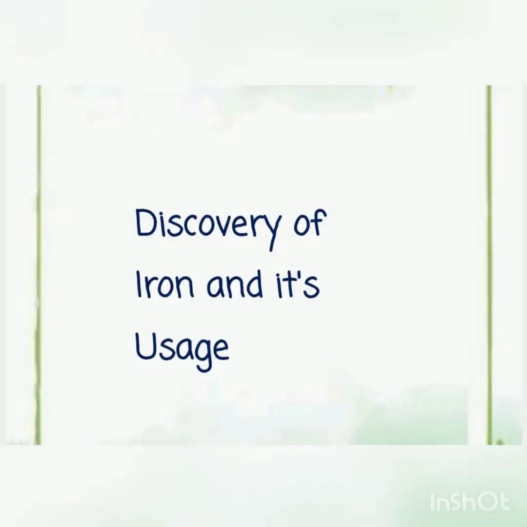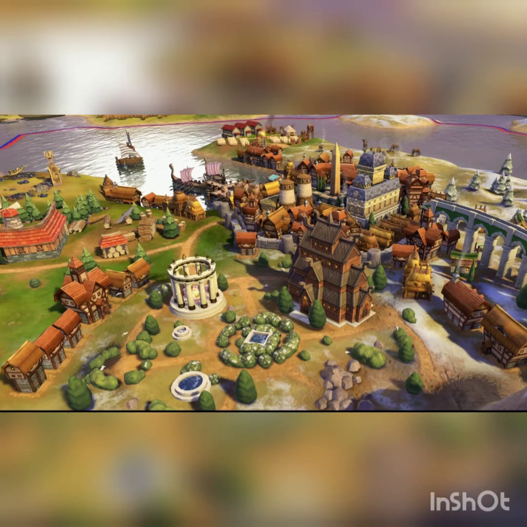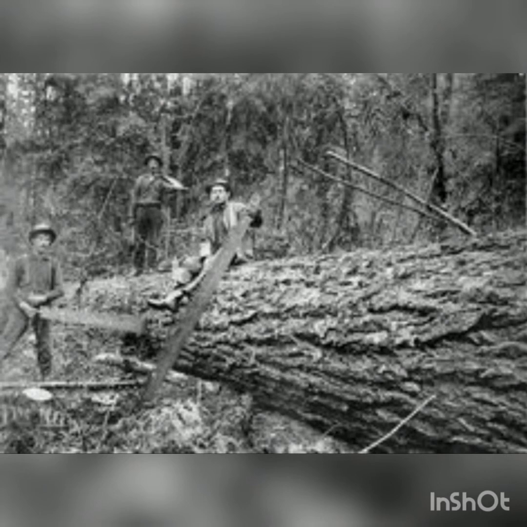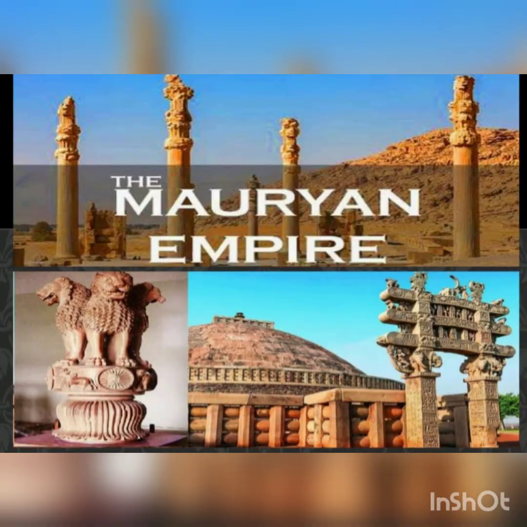Next, the discovery of iron and its usage. The discovery of iron had a great role to play in the development and spread of civilization throughout the world. Iron was being used in India from about the first millennium BCE. Gradually, its use became extensive and was used to clear the forest in the fertile Indo-Gangetic basin, leading to the creation of a food surplus and establishment of mighty empires like the Mauryan Empire.